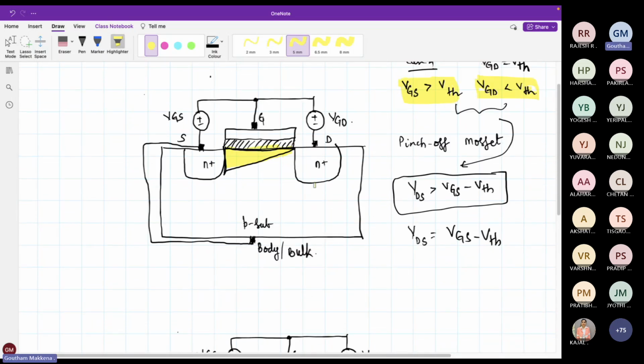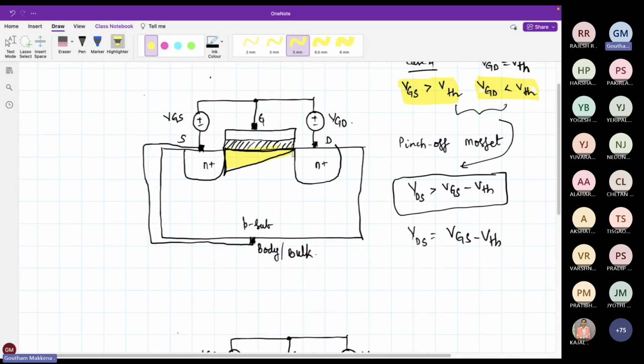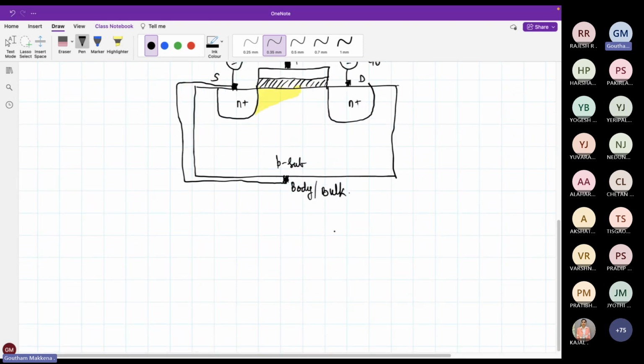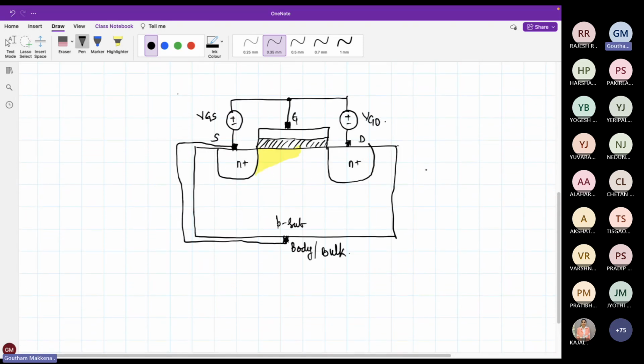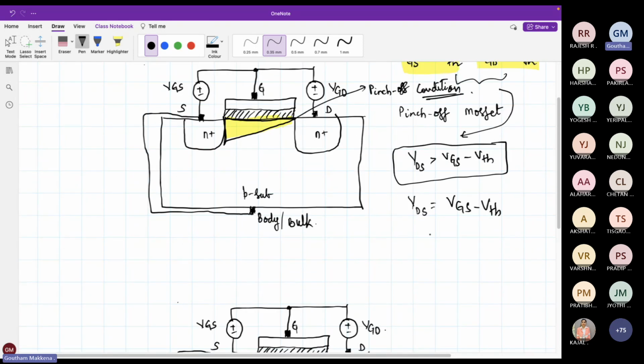And the point at which the channel stops forming on the drain side is called the pinch off condition. Okay, so this exact scenario is called the pinch off condition. And because VDS is there, I do have ID over here.